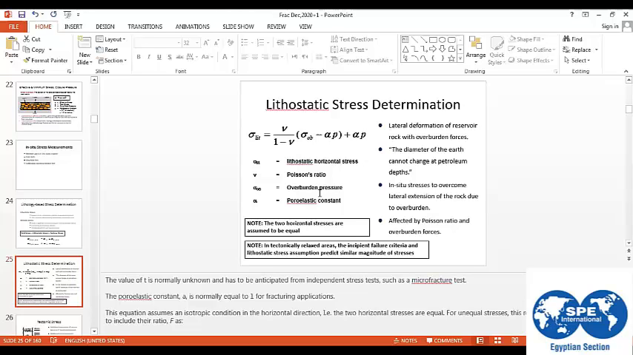Okay, thank you, Engineer Ahmed. Okay, we have a second question. Do we have sort of transition area between shale and sandstone, or the Poisson ratio value just have changing that drastically?